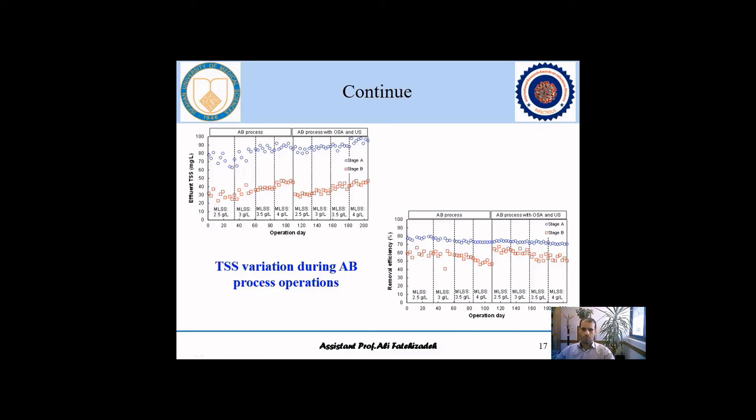For comprehensive evaluation, the wastewater effluent from each process was analyzed for total suspended solids as an indicator of wastewater quality. In this slide, you can see the effluent total suspended solids in the AB process and also the combined process. Overall, increasing MLSS concentration in stage A or stage B led to an increase in the amount of TSS in the effluent wastewater. Compared to the AB process, the effluent from the combined process has a higher TSS concentration, but the TSS concentration in the effluent is lower than the Iranian wastewater standard.